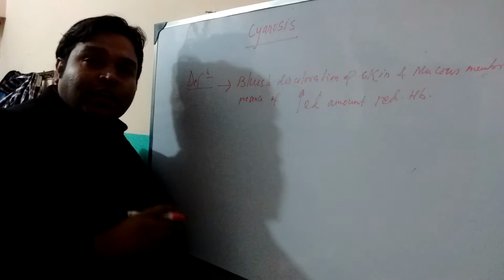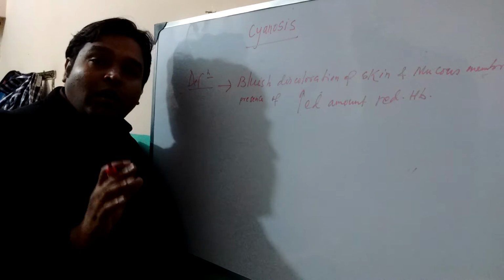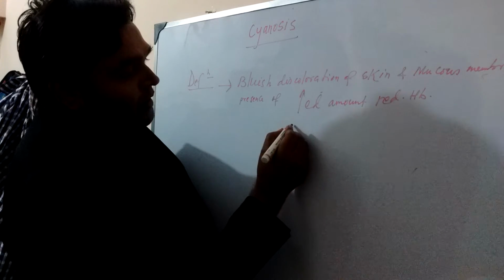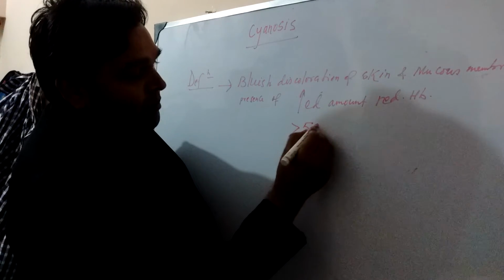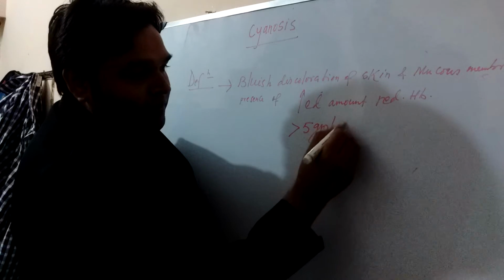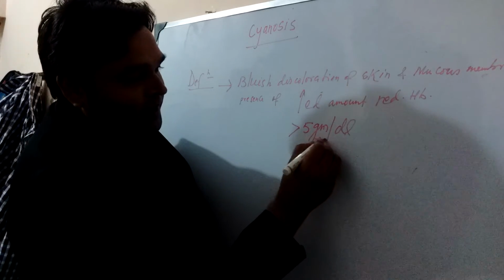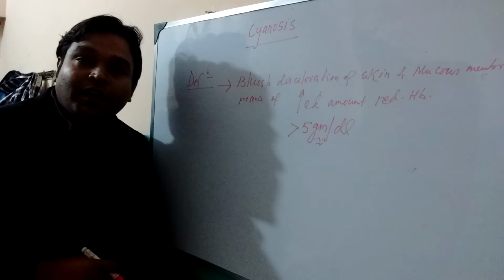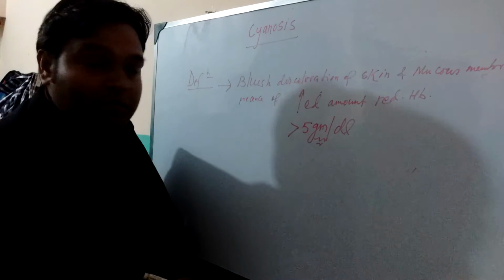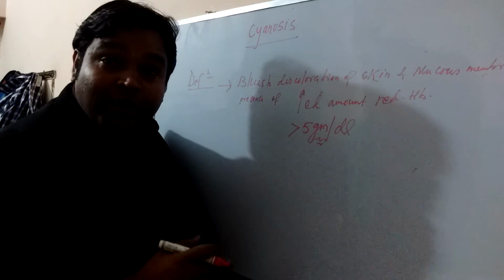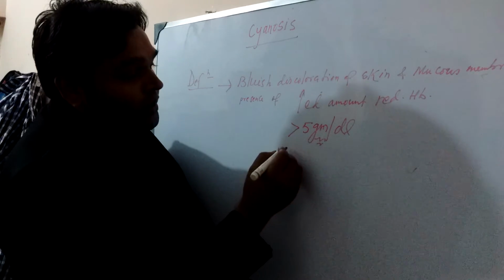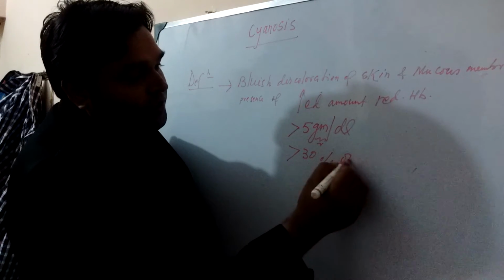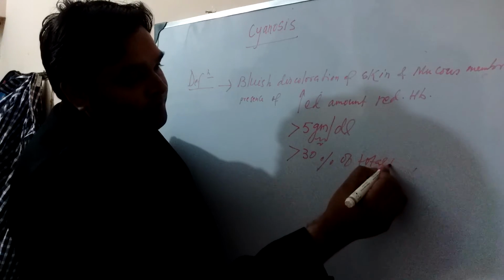In the definition of cyanosis, we have always mentioned the amount of reduced hemoglobin. It should be more than 5 gram, not milligram. Many students always make a mistake and say it is milligram, but it is gram. Or reduced hemoglobin should be more than 30% of the total hemoglobin.